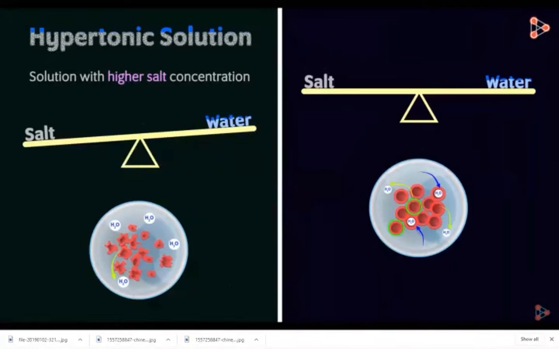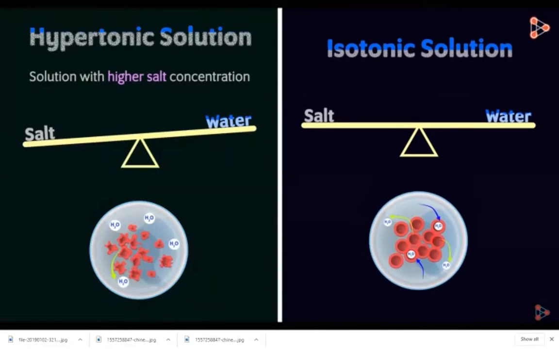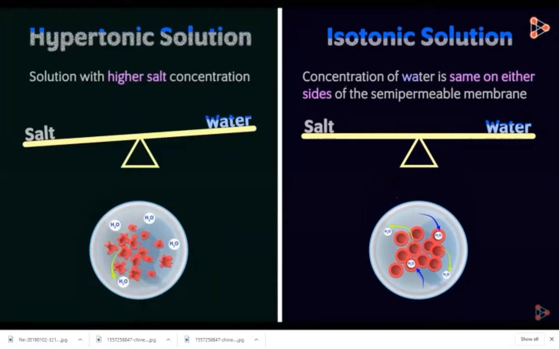It remained the same. Do you know what such a solution is called? It's called an isotonic solution. The two solutions are isotonic when the concentration of water is the same on either side of the semipermeable membrane.